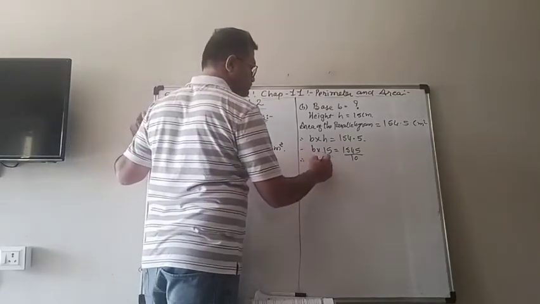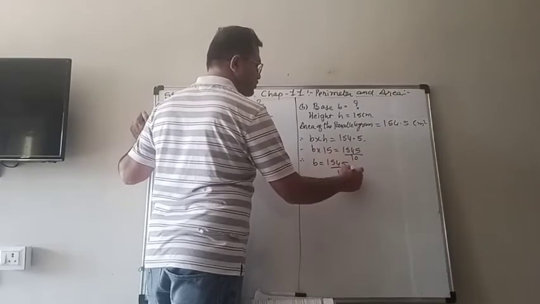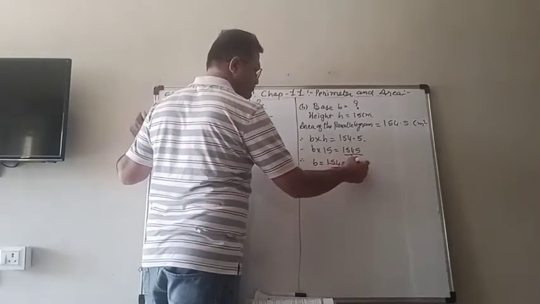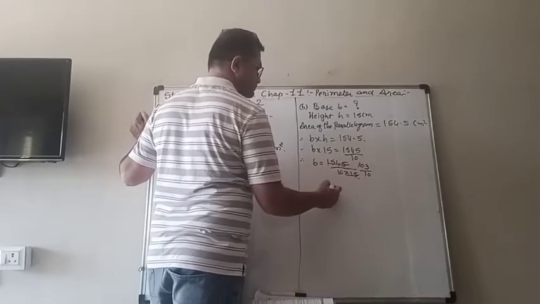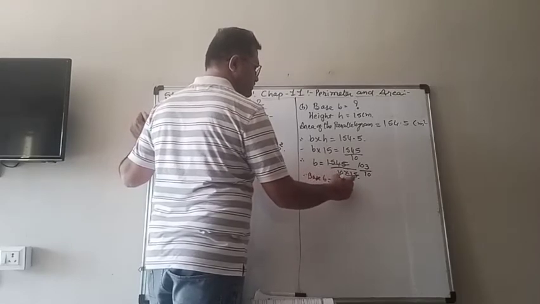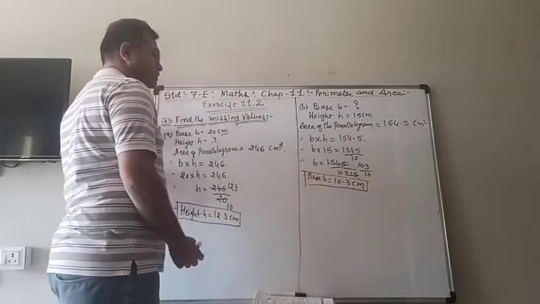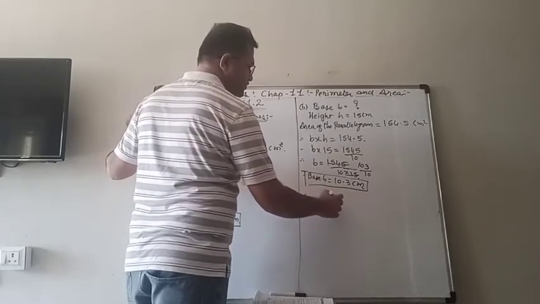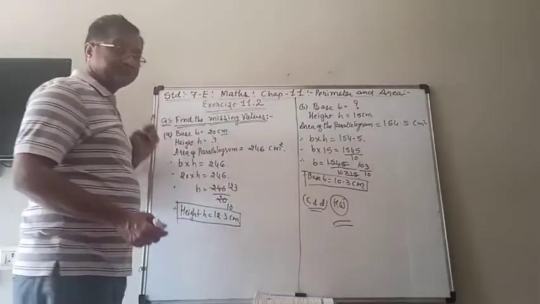So B is equal to 1545 upon 10. This 15 also goes into the denominator. Now we can cancel: 15 ones are 15, then 0, 15 threes are 45, upon 10. So base B is equal to 10.3 centimeter. So C and D are the same as A and B. So C and D I am leaving for you for your homework.